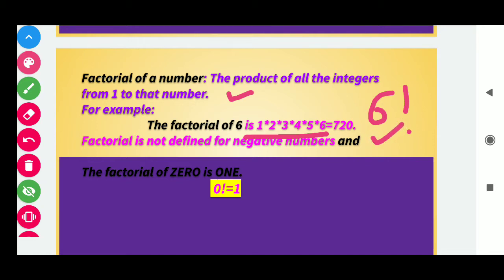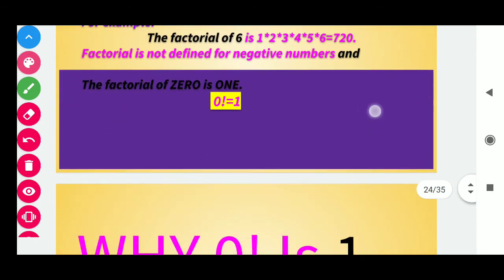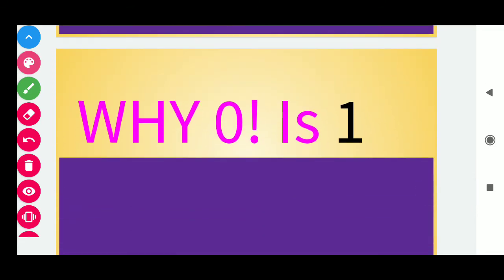So students, what is factorial of a number? The product of all the integers from 1 to that number. Okay, for example, the factorial of 6 is 1 into 2 into 3 into 4 into 5 up to 6, which is equal to 720. And here factorial is not defined for negative numbers, and the factorial of 0 is 1. Students, factorial of 1 is also 1 and factorial of 0 is also 1. But students, how can we write 0 factorial is equal to 1? So, in today's session, we will discuss its proof, why 0 factorial is 1.